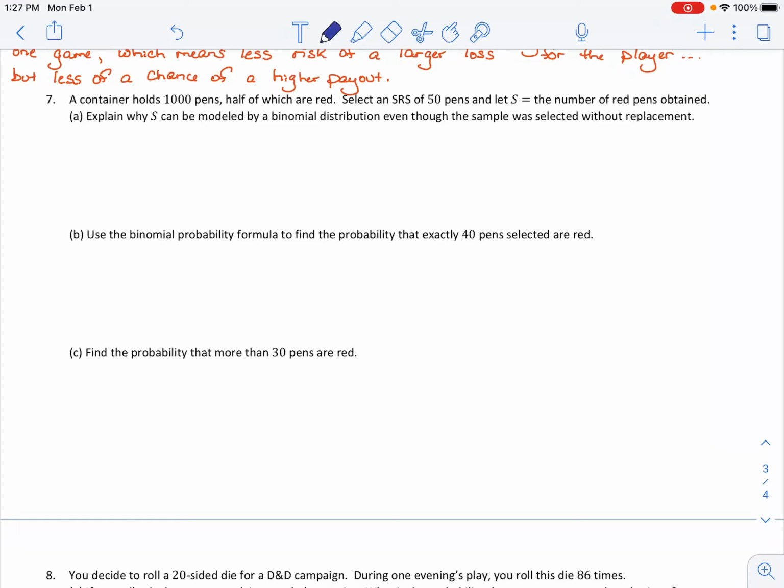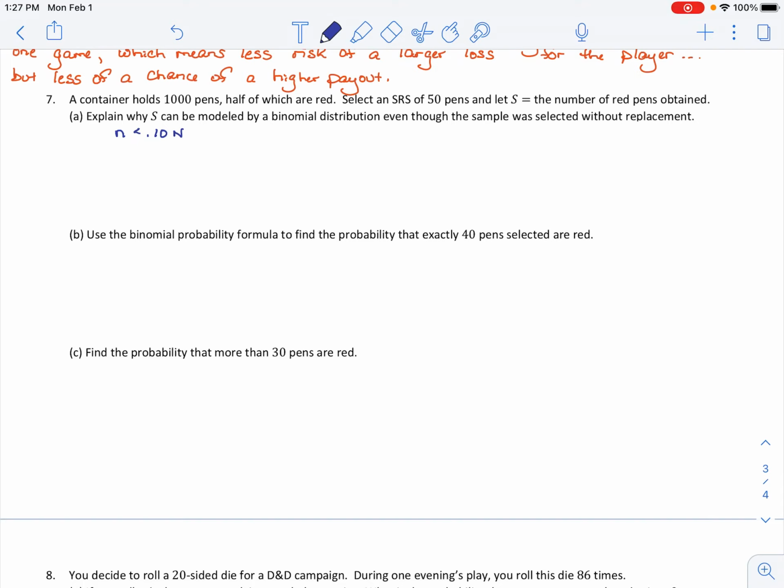So for part 7, a container holds 1,000 pens, half of which are red. Select a simple random sample of 50 pens, and S is going to count the number of pens that are red. Now, S can be modeled by a binomial distribution even though the sample was selected without replacement. This without replacement implies that we don't have the independence portion that we need.